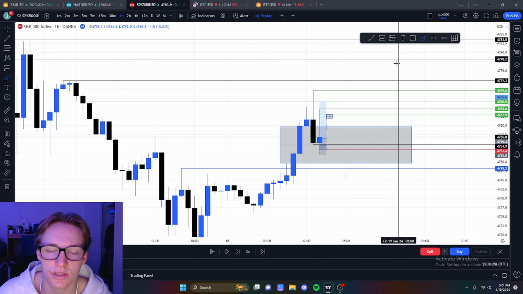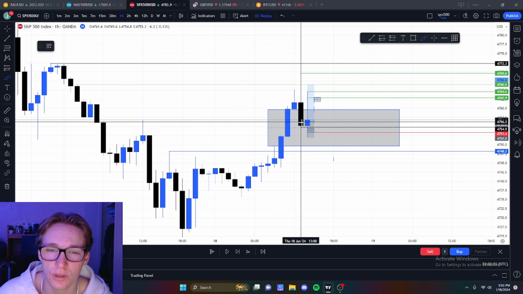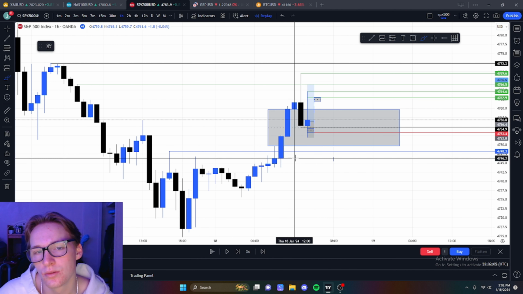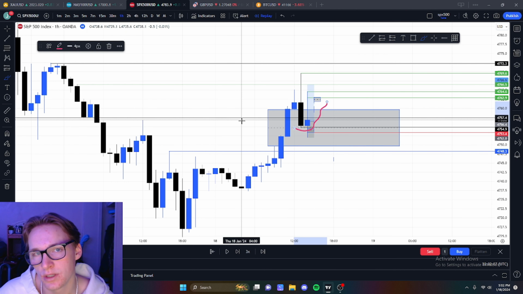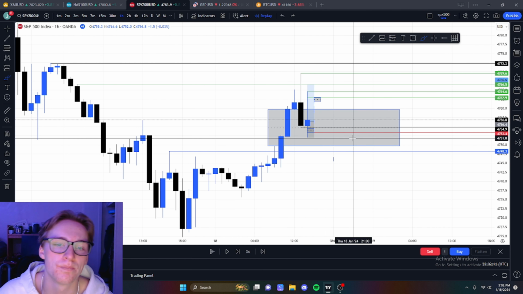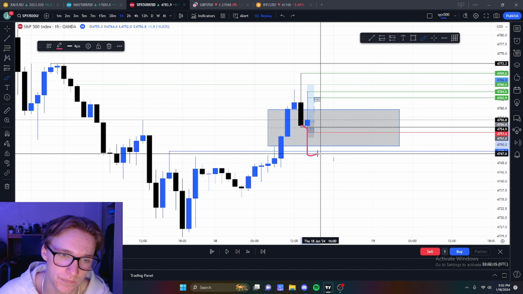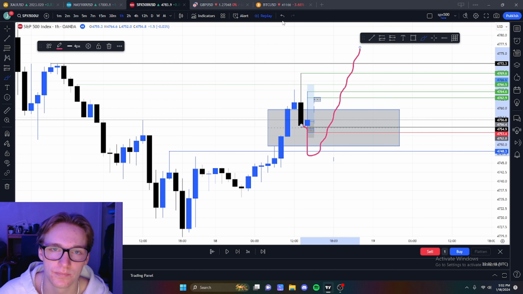And then for me personally, I would want either we fill the 50% mark and then we can look for an entry there, maybe take out a low inside of this. Or we end up filling it all the way. We wick this order block right here, and then we go up.